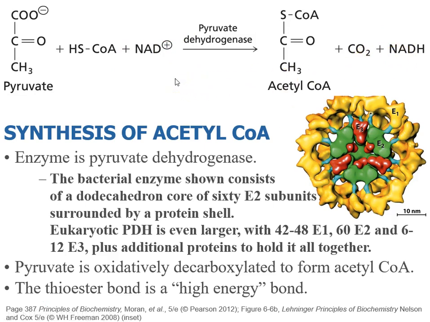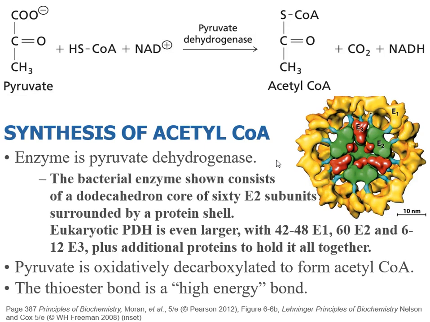So NAD plus picks up the protons and the electrons lost when the carbon in the carboxylate group in pyruvate is oxidized to CO2. So the enzyme is pyruvate dehydrogenase. So this is a picture here of the enzyme. Even in bacteria, this is a very complicated enzyme. So it consists of a dodecahedron core of 60 E2 subunits surrounded by a protein shell. The eukaryotic pyruvate dehydrogenase is even larger, with somewhere between 42 and 48 copies of E1, 60 copies of E2, and 6 to 12 copies of E3 plus proteins to hold it all together.